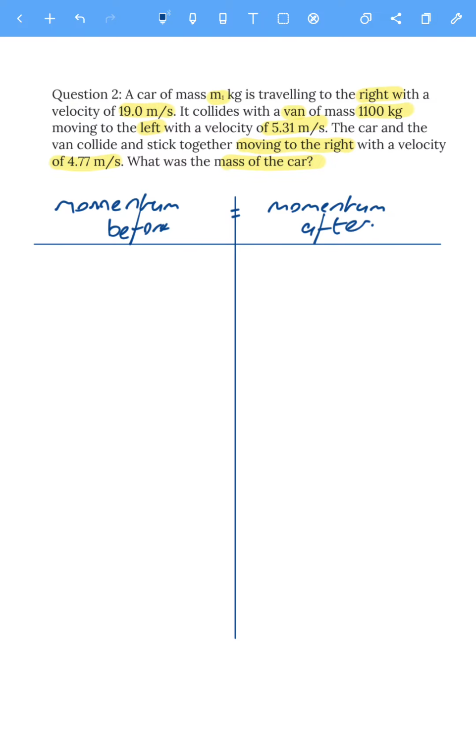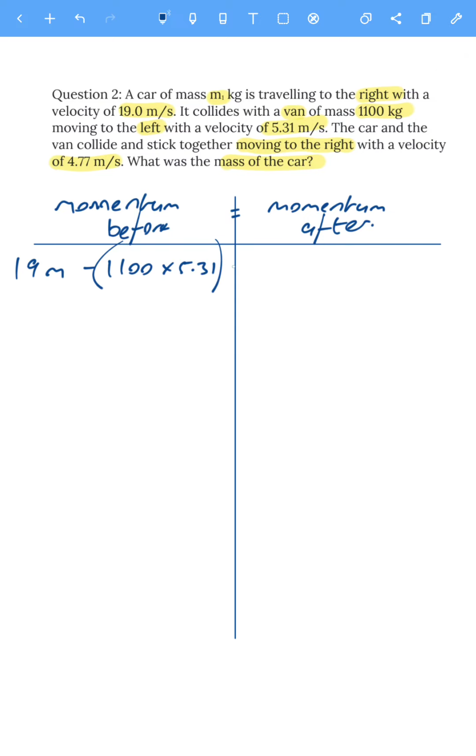Okay, so let's look at this one. So we've got a car of unknown mass m, and it's moving at 19 meters per second. So normally we do mass times velocity, so we're going to do m times 19. So that's going to be 19 lots of m. And then we've got a van moving in the opposite direction, moving to the left. So we're going to subtract. We've got the mass of 1,100 times 5.31. We'll deal with that in a moment. I'll just bracket that off.